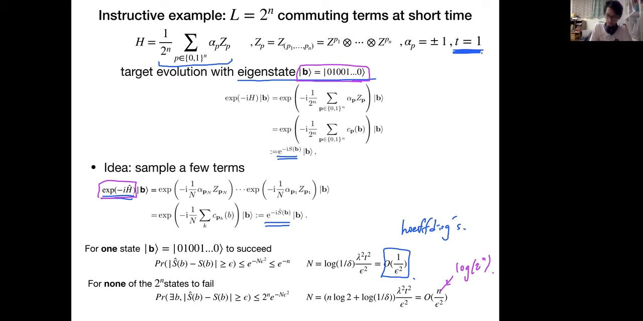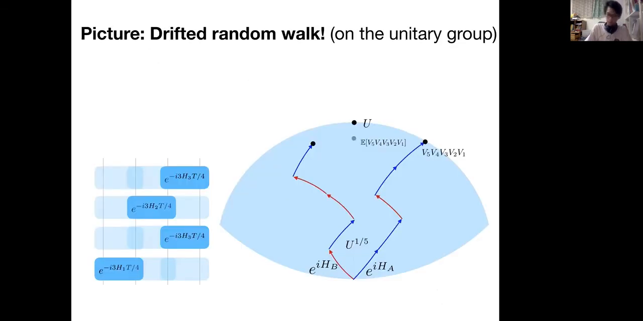The picture is really a drifted random walk. Each of these steps is going to fluctuate. However, it's going to drift collectively towards a target, its expectation, and this fluctuation is going to deviate from the expectation. You may think a drifted random walk is a fairly standard thing to do. However, since we're on the unitary group, it's not so simple, and in fact, it's new in the math literature, so we have to do it ourselves.